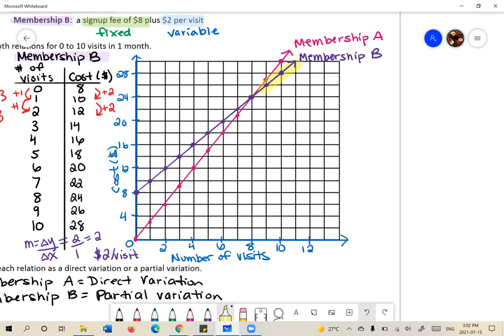How would I advise someone? I would tell them that if they're planning on going to the gym less than 8 times a month, membership A would be cheaper. If they're planning on attending the gym more than 8 times a month, membership B would be cheaper. If they're planning on going to the gym exactly 8 times a month, then it actually doesn't matter which gym they choose because they cost the exact same amount. So this point of intersection tells us that both gym memberships cost the same amount at 8 visits. They both cost $24.